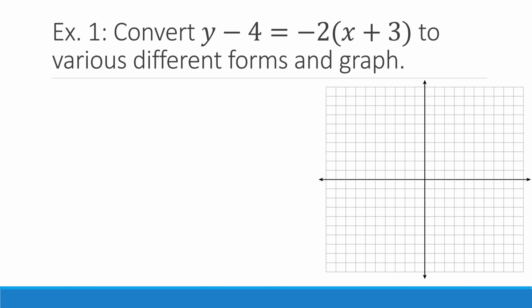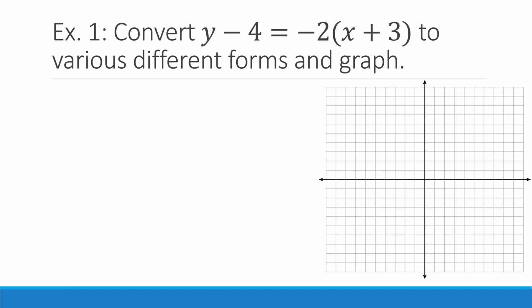Let's look at example number 1. We want to convert this line, y minus 4 equals negative 2 times x plus 3, to various different forms and graph. And what I'm hoping to show you is that all of these different forms are going to end up with the same graph.